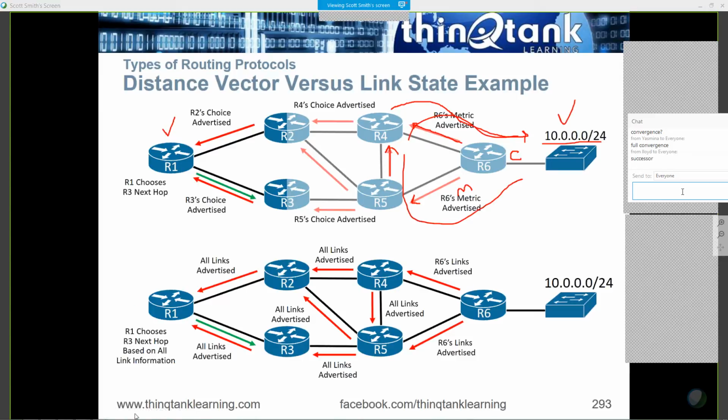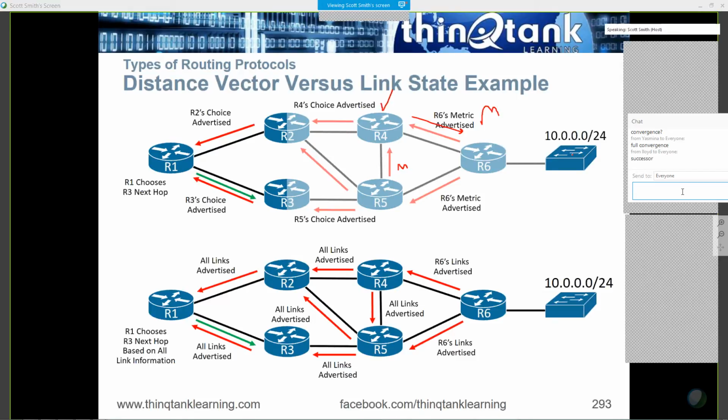How is R4 going to choose which path to use? Well, there's a metric for this path, and there's a metric for this path. Whichever one has the lowest metric, that's the one that I choose. Got it? So let's say R4 chose this path. So now R4 has a route to the 10.0.0.0 subnet.